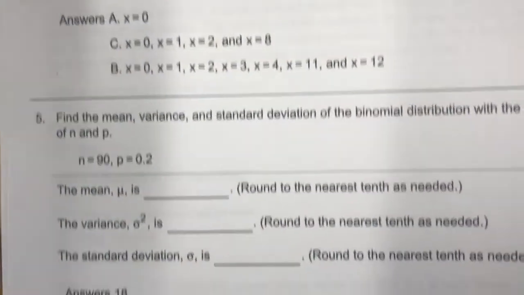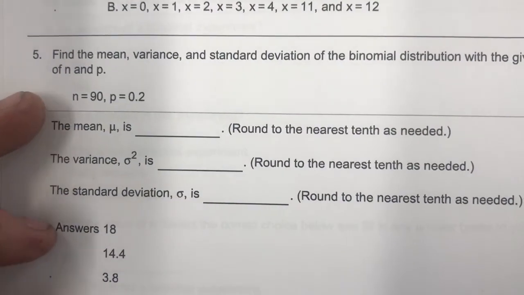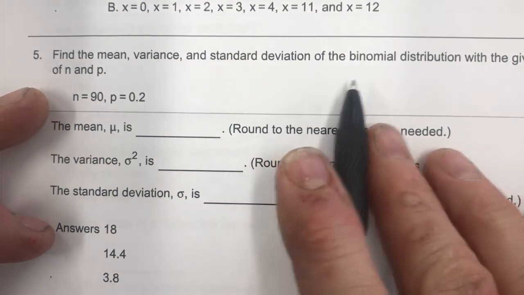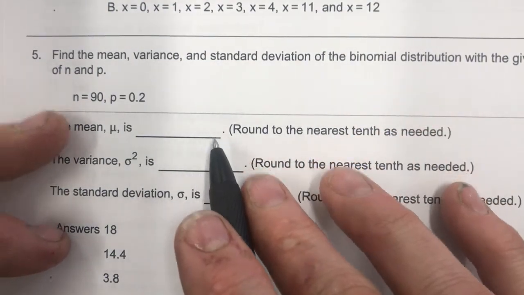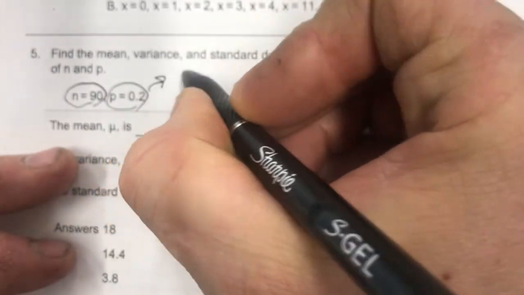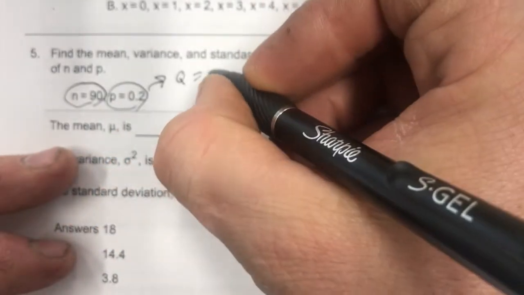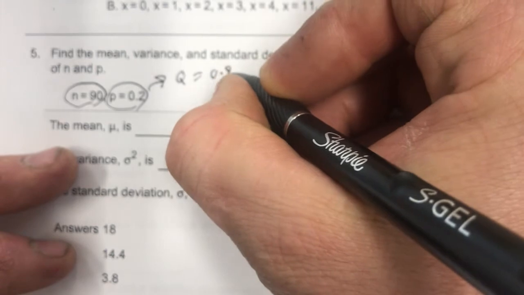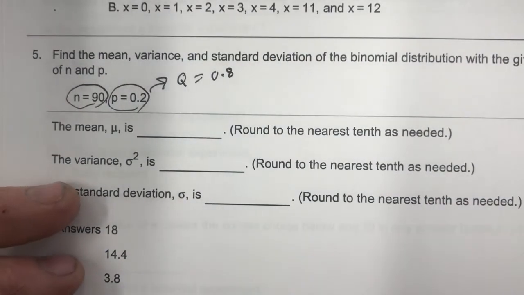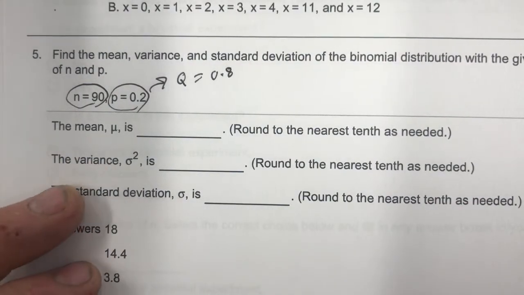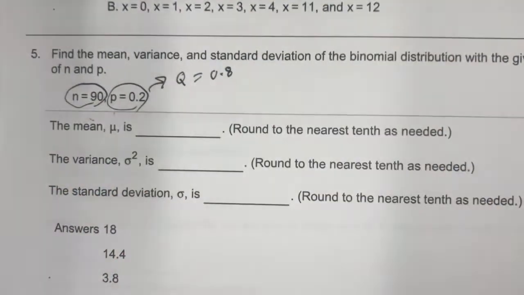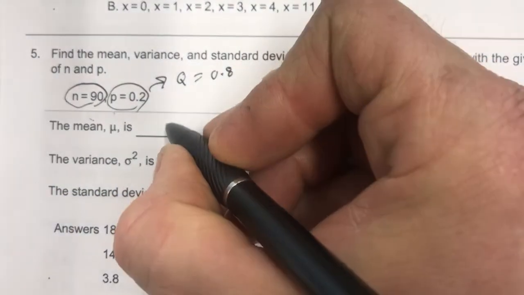Okay, number 5. Find the mean, variance, and standard deviation of the binomial distribution with the given values of n and p. All right, so here's n, 90. Here's p, which means q is going to be 1 minus that, which is 0.8. So find the mean. The mean is n times p. So I just do 90 times 0.2, which is 18.